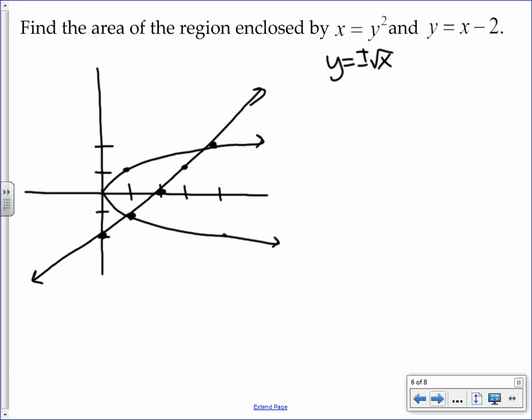Okay, so the area we want is this green area right here. Where do we intersect? At 4, 2, and how about positive 1, negative 1? But we need to go from 0 to 4. Now, what's the problem? Can I just go from 0 to 4?